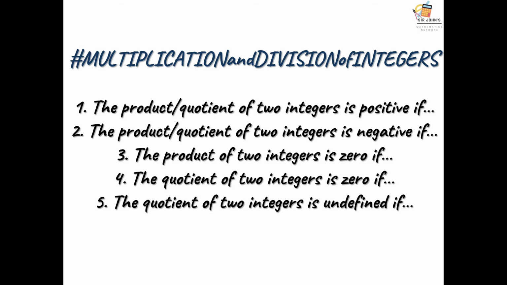Number 1, the product or quotient of two integers is positive if, pakidugtong ang sagot nyo. Number 2, the product or quotient of two integers is negative if, pakidugtungan. Number 3, the product of two integers is 0 if, pakidugtungan. Number 4, the quotient of two integers is 0 if, pakidugtong ang sagot nyo. Number 5, the quotient of two integers is undefined if, pakidugtong ang sagot nyo.